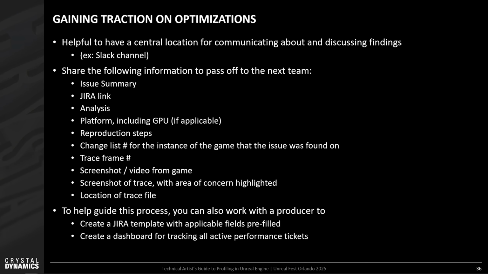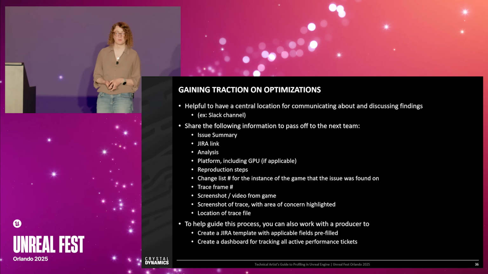First of all, it's helpful to have a central location for communicating about and discussing findings. For example, a Slack channel is really helpful here. That's what we use, and for every performance issue we find, we'll make a new post and then start a discussion in the thread where we figure out, do we have all the information? Can anyone else provide context? Who is this best suited to send to? And that's been really, really helpful.